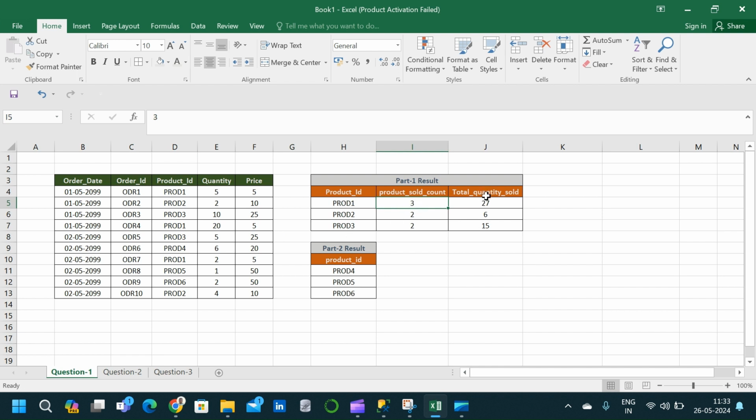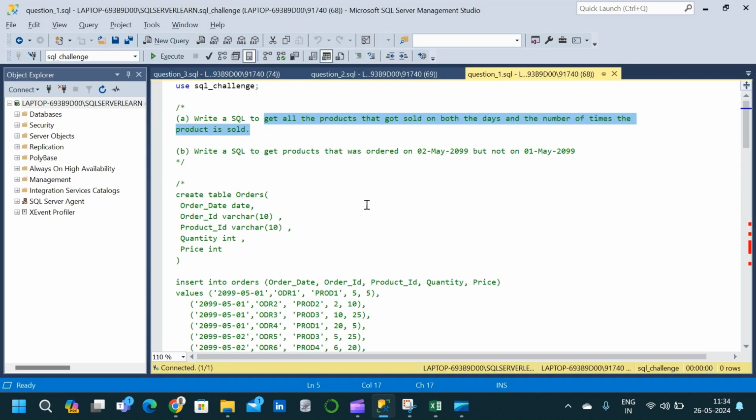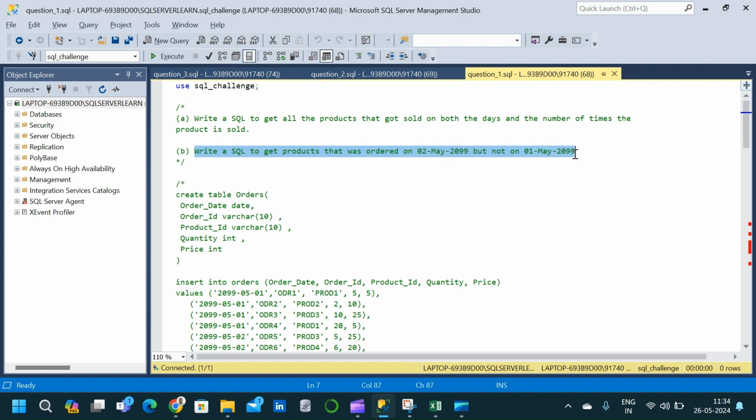Also, we have to find the total quantity sold for that particular product. So that is the first part of our question. Now moving on to the second part, which is: write a SQL to get products that were ordered on 2nd May 2099 but not on 1st May 2099.